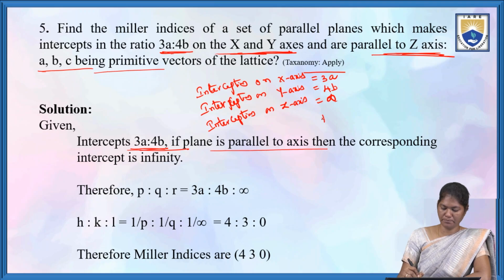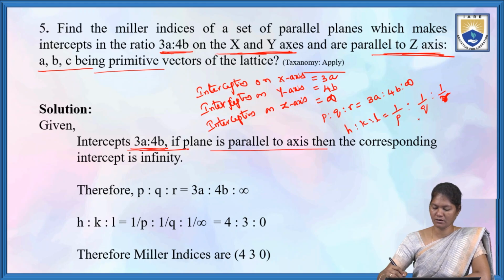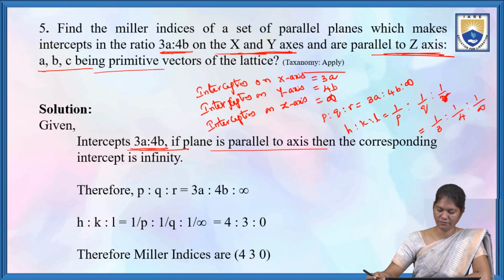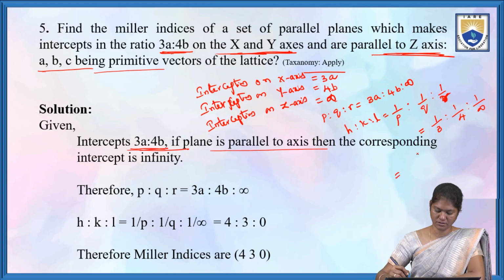So P : Q : R equals 3a : 4b : infinity. So take the multiples, that is h : k : l equals 1/P : 1/Q : 1/R, which equals 1/3 : 1/4 : 1/infinity. So we need to make it an integer number, so that it becomes 430.